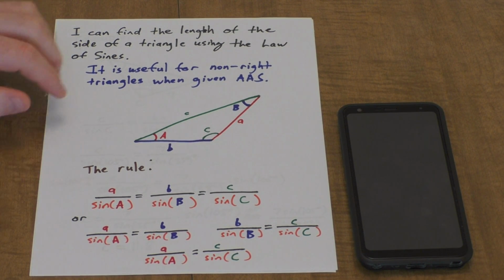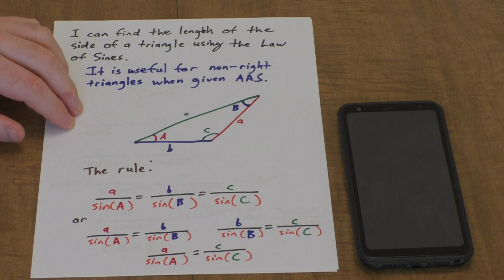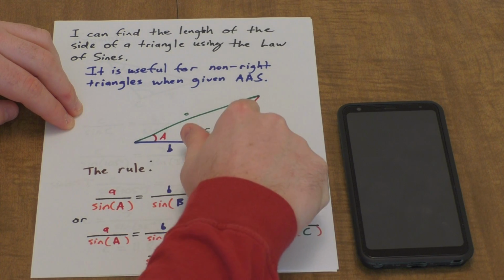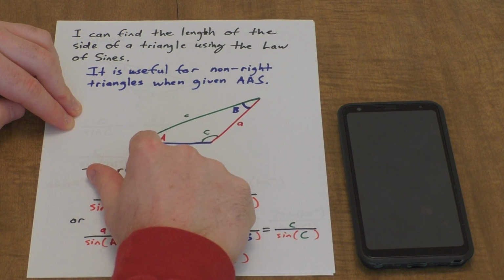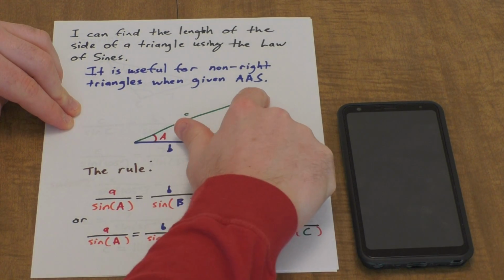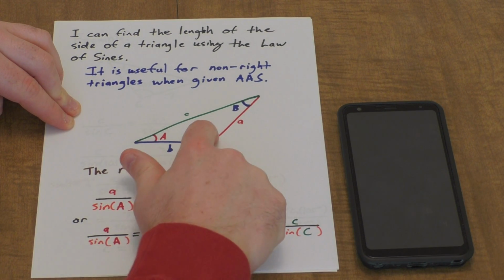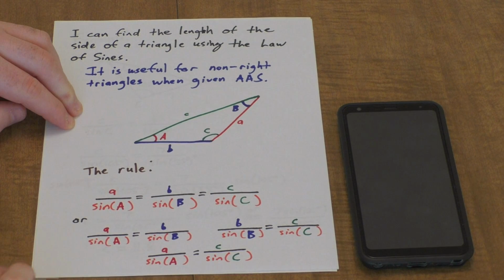Quick note here, corresponding sides and angles. The angle that corresponds to the side is the side that's opposite of it. So this is angle A, the opposite side is side A. This is angle B, opposite side B, angle C, opposite side C, okay?